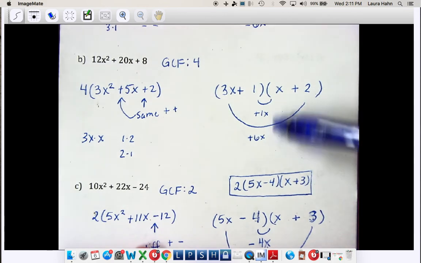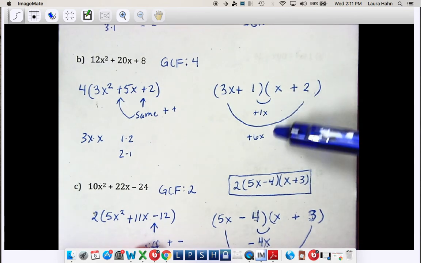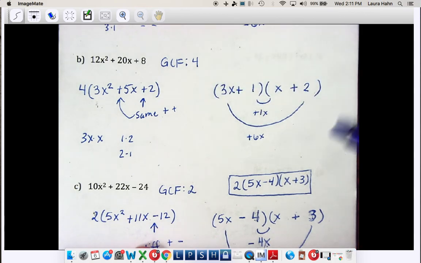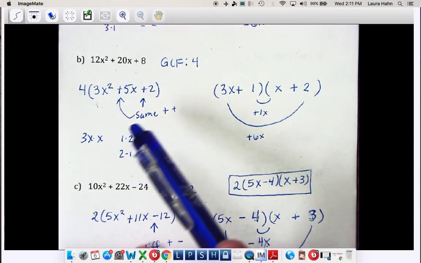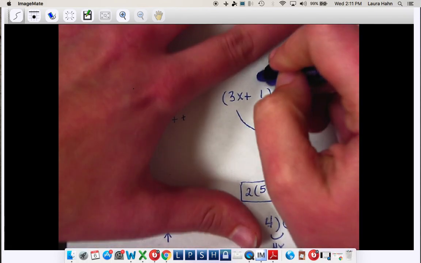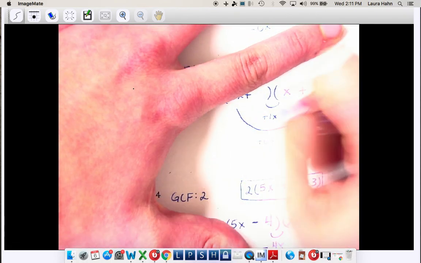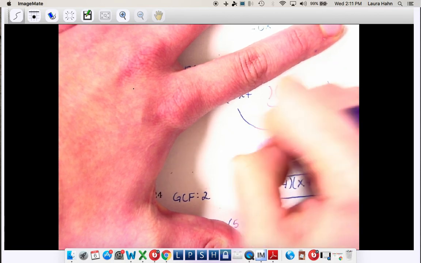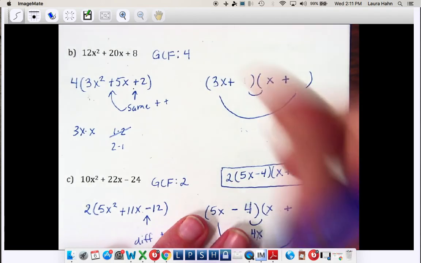The only thing that's going to give me is a positive 7x, which is not what I want. I want a positive 5x. So I know that does not work, so we are erasing. So my only other option is a 2 and a 1.